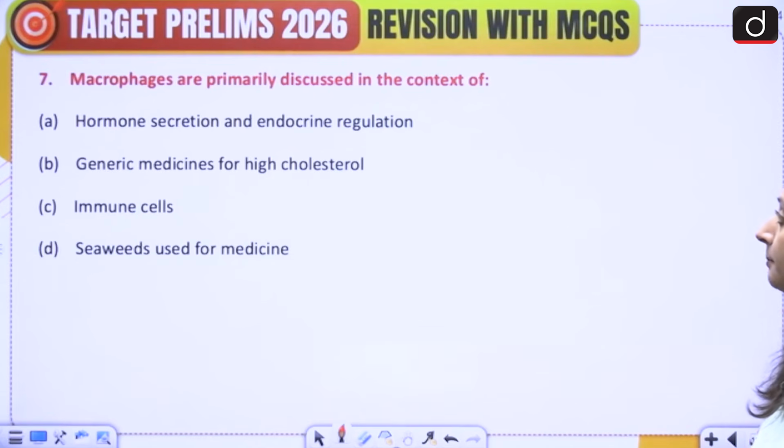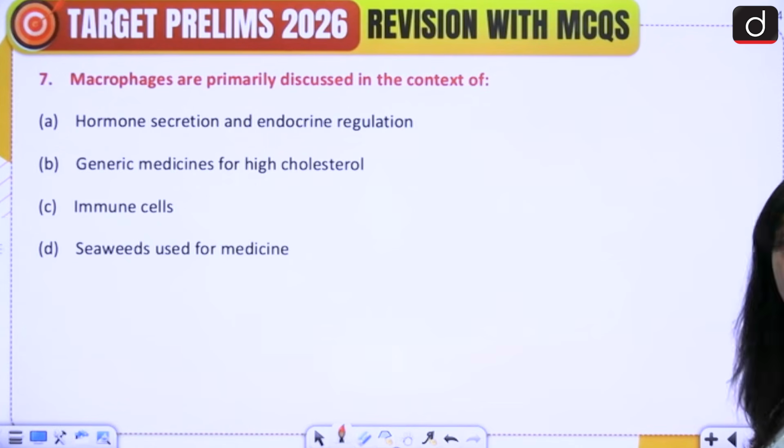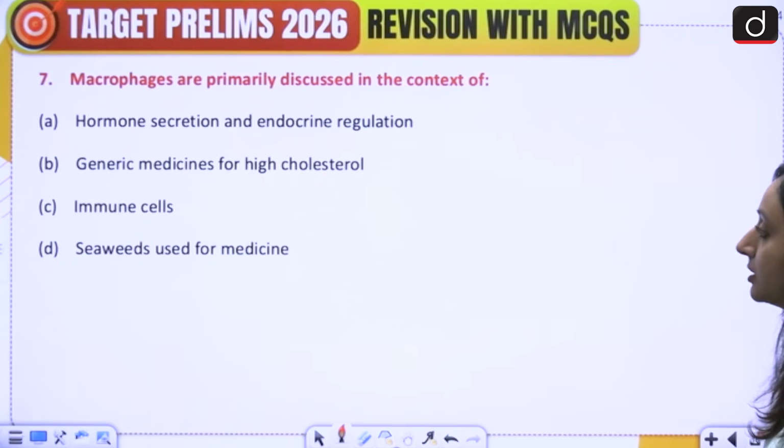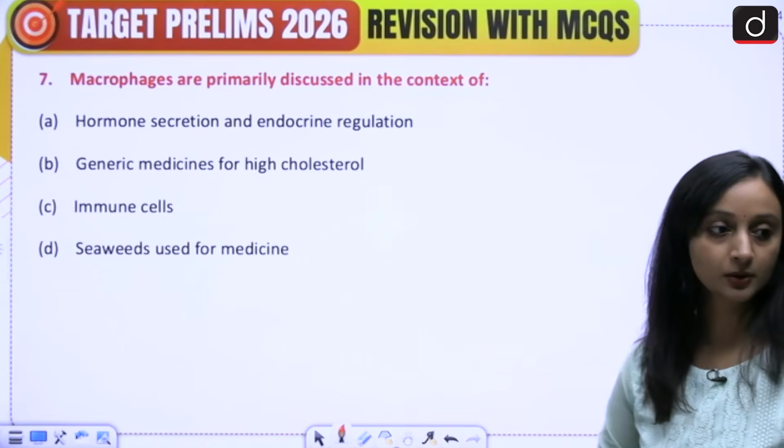Question 7. Macrophages are primarily discussed in the context of A. Hormone secretion and endocrine regulation, B. Generic medicines for high cholesterol, C. Immune cells, or D. Seaweeds used for medicine. Please attempt this question.